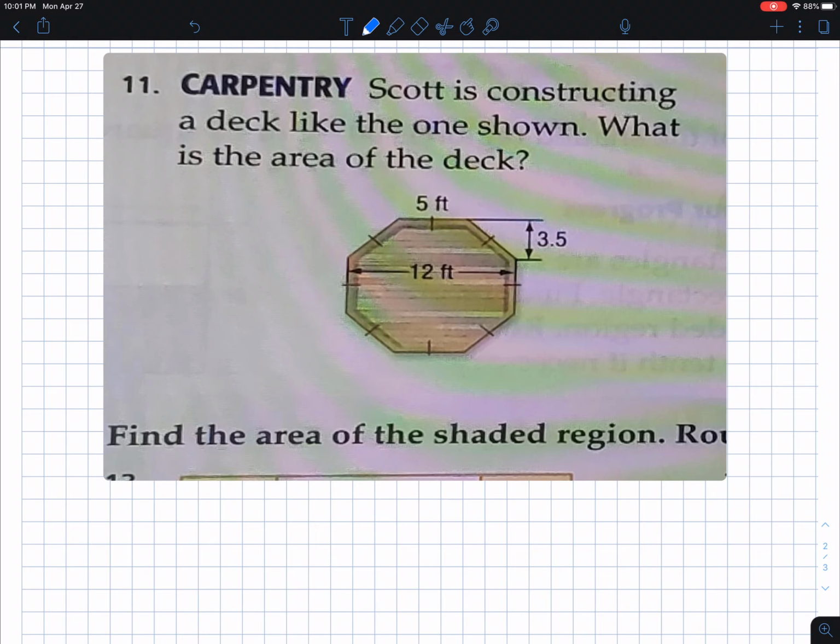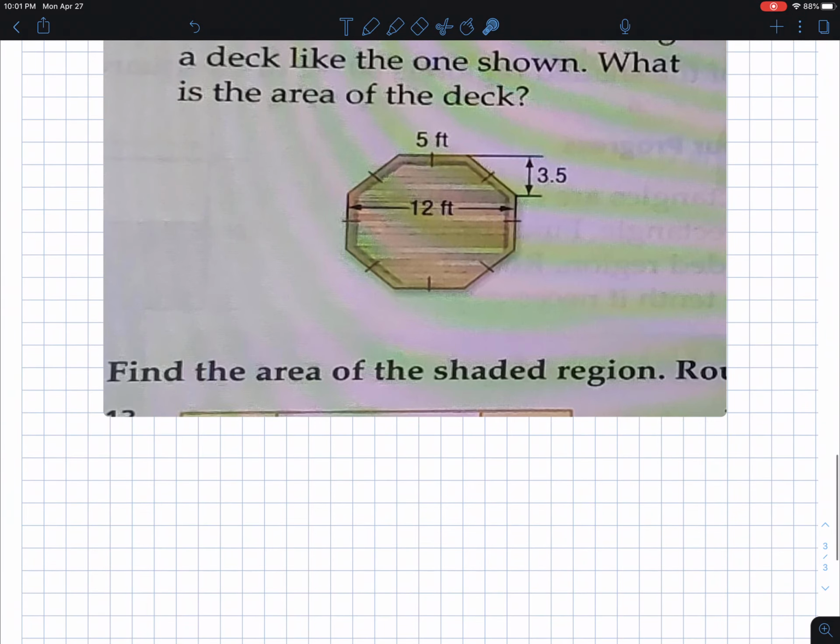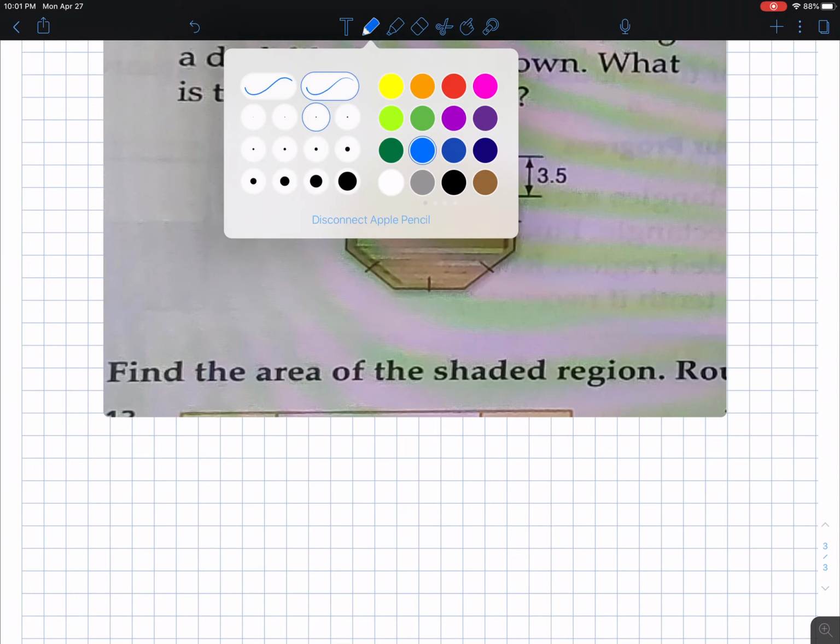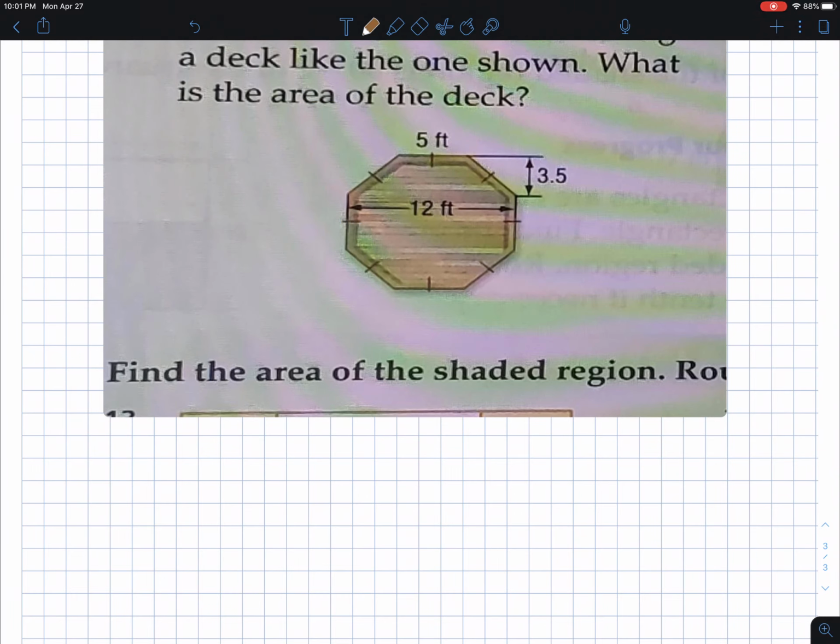Let me see here. We could do basic shapes. Okay, so it looks like an octagon. I think those tick marks, like this tick mark and here, all of those, mean that they're the same size. Usually that's what that means. Now it says that dropping down from the top to that corner is 3.5. Let me get a copy of this image. I'm going to use this color just to match.